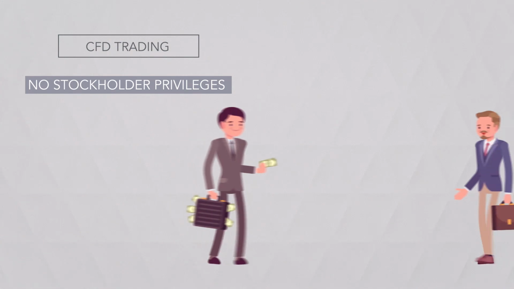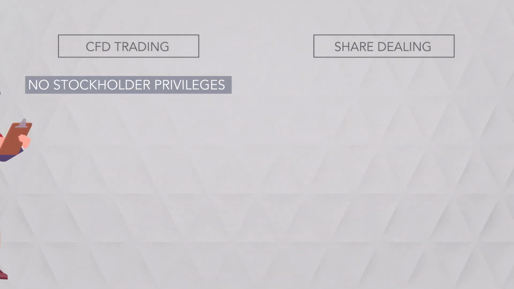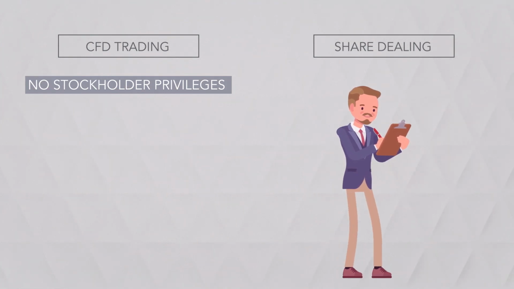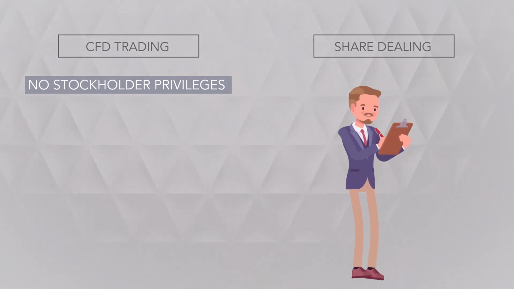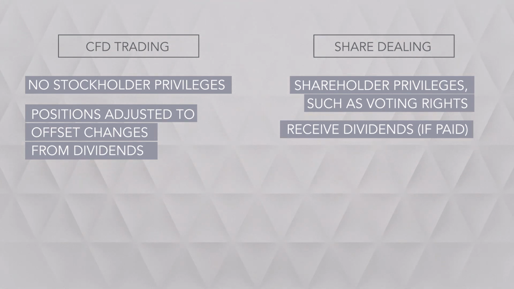Lastly, CFD traders don't have any stockholder privileges because they don't own any shares. Share dealers can receive dividends from stocks and have voting rights on major company issues because they own the physical shares. For CFD traders, dividend payments have no effect because positions are adjusted to ensure there's no material loss or gain.